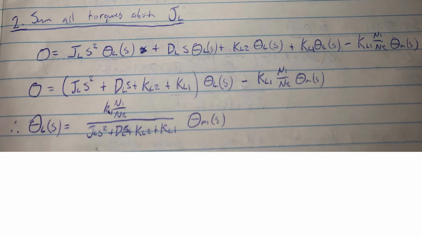So similarly to step 1, we can now sum all the torques about JL to find an expression for theta L in the complex domain. So this is done by finding the torques about JL. So this JLs squared is the inertia of L, sorry. Now this DL is the dampener. These KL terms are the corresponding springs, so KL2 being going to ground, and KL1, which is the spring in between JA and JL. So you can simplify that and it gives you this nice equation here in terms of theta M in the complex domain.